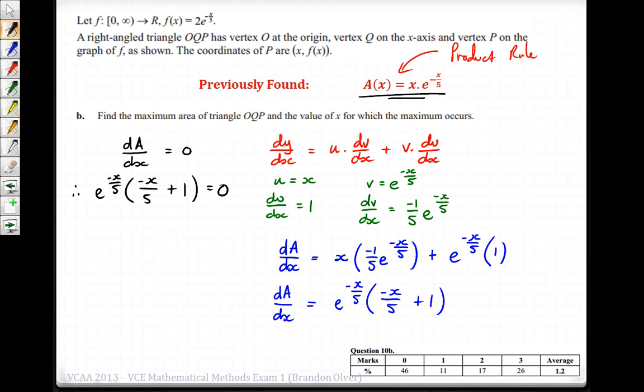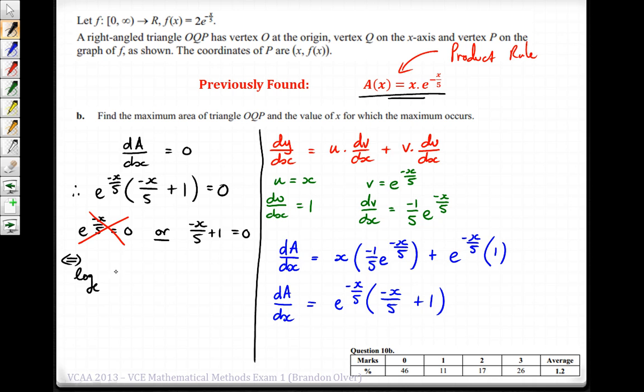And now we know that using the null factor law, we could have e to the negative x on 5 equals 0, or minus x on 5 plus 1 equals 0. So I'll just separate those two bits of working. So we know that this can never equal 0, because we can't have log of 0 if we take our equivalent log statement. We get log e of 0 equals negative x on 5, and that's undefined. So we get an undefined answer for that.